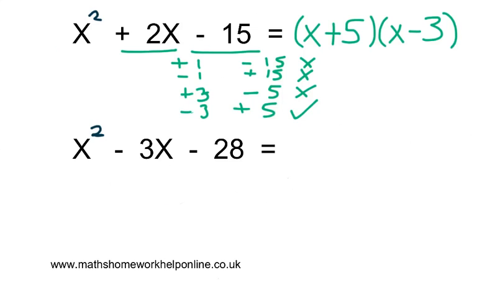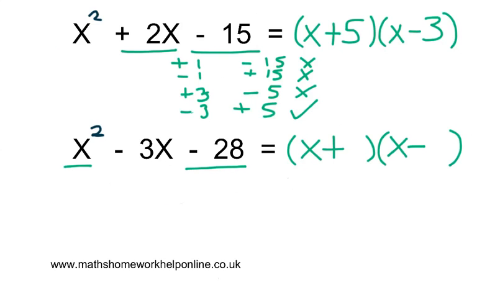Okay, let's look at another example. Again, this is minus 28, so that tells us that one will be positive, one will be negative. So again, it's x squared, so one will be x, and then another x. One will be positive, one will be negative because of a minus in front of the 28.